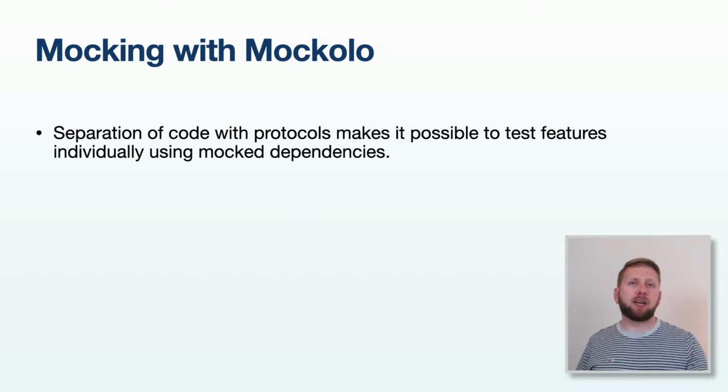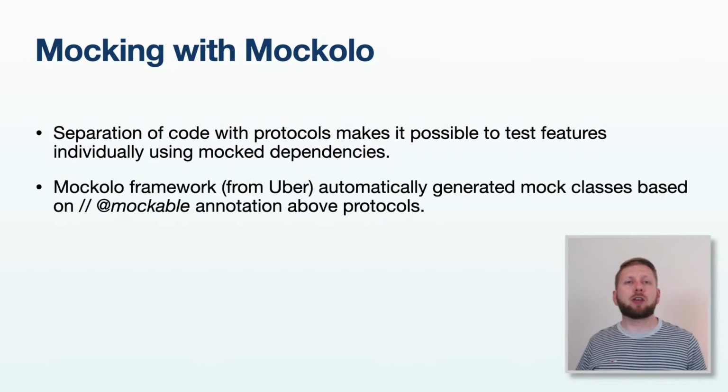So what makes Mockolo different from the Cuckoo framework, for instance, or from other frameworks I saw, is that this actually can generate these mock classes automatically, and it does so only based on an annotation that you put directly above a protocol. So if you write down @mockable before a protocol, during build, Mockolo will look at those protocols and automatically generate mock classes from them, which is super useful and very quick.